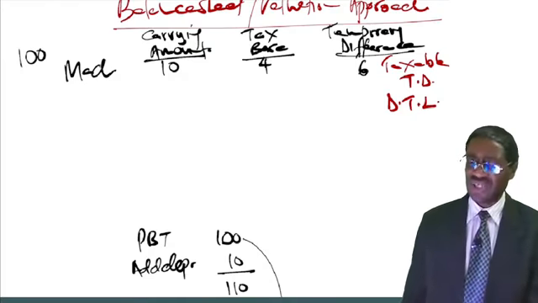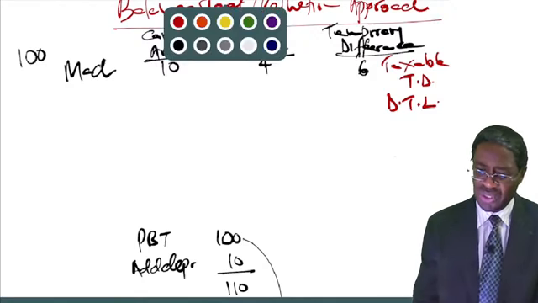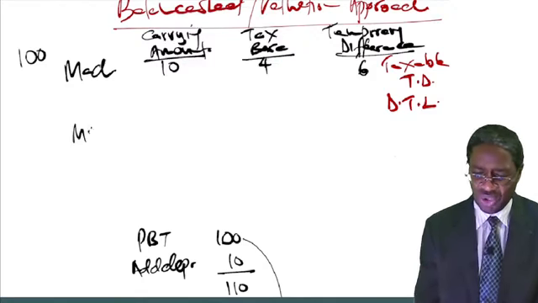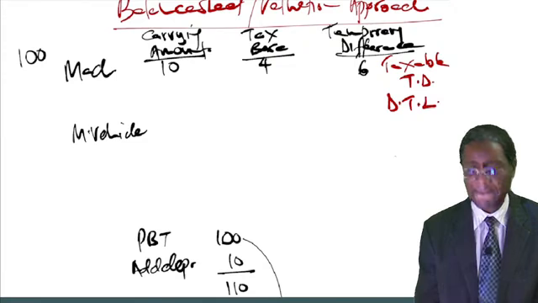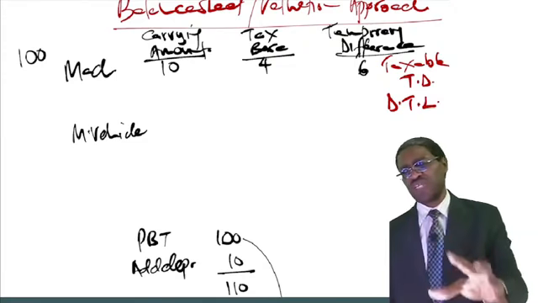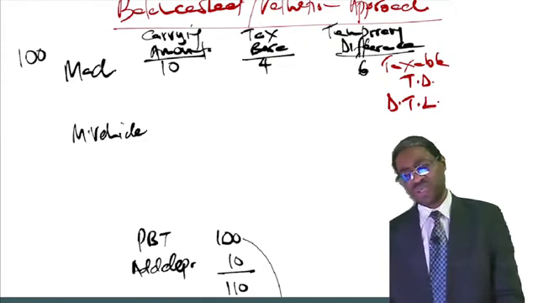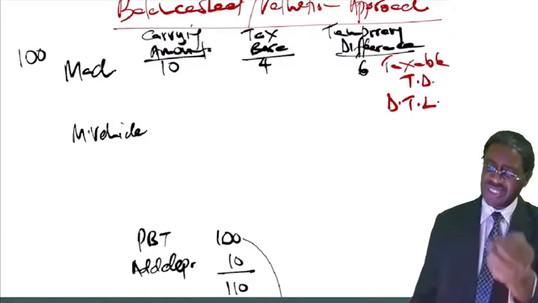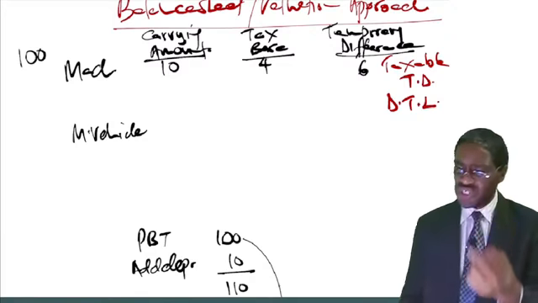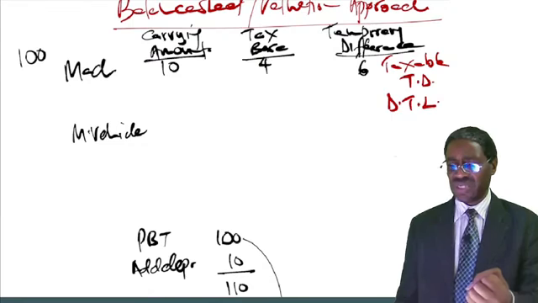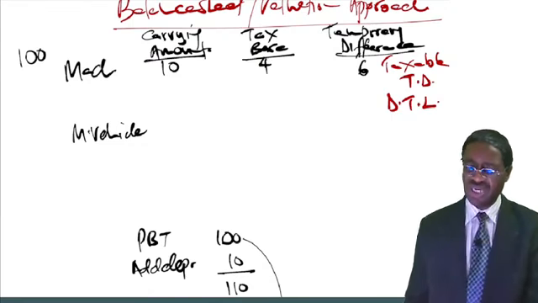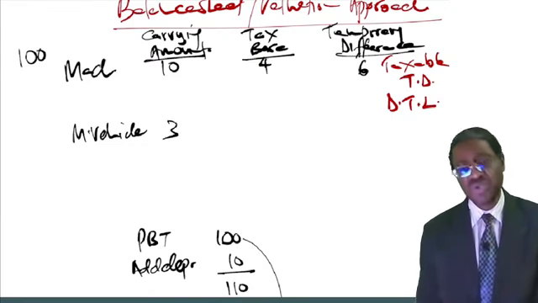Let me use another illustration. Suppose you have another asset called a motor vehicle. It cost you whatever it cost you. You have again been depreciating it, depreciating it. Come end of this year, you are remaining with a book value of 3 million.